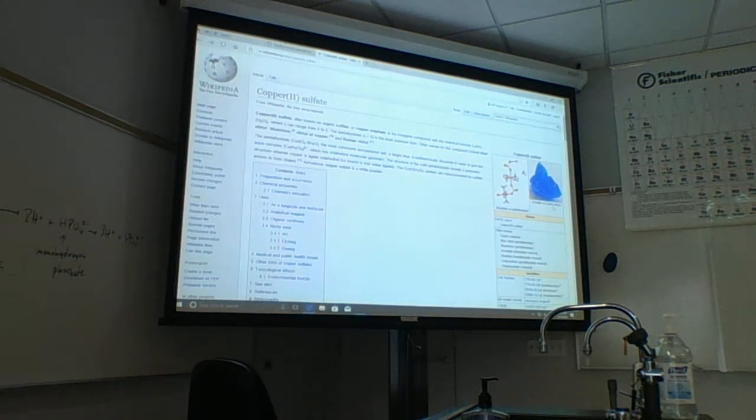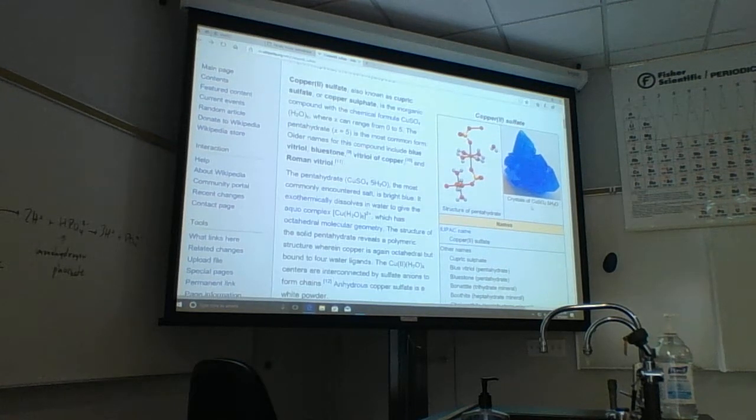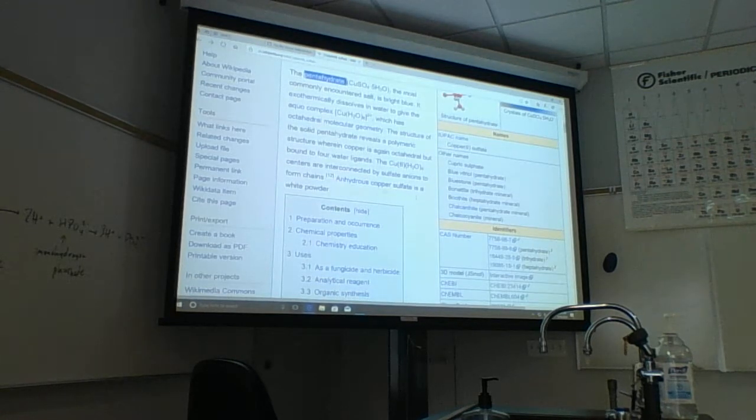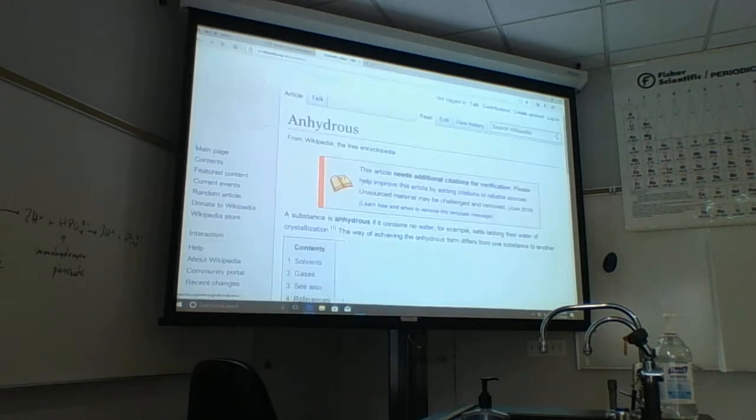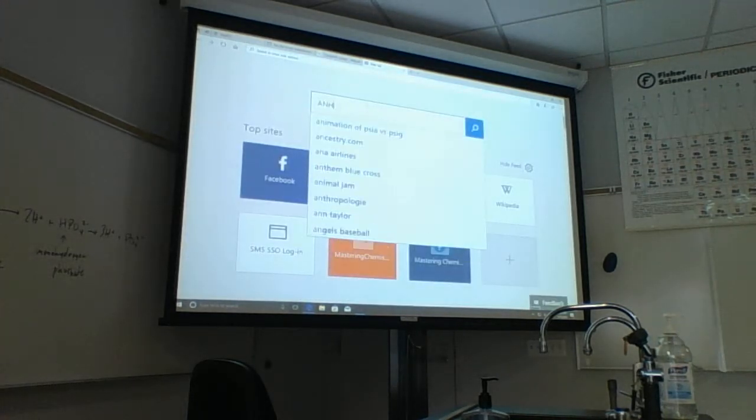Look at the formula here. It's CuSO4.5H2O. So it's solid, and it's called the pentahydrate. Now, we have another form. It's called anhydrous. You know what anhydrous means? No water. And so let's look at the anhydrous form. Oops, that's the definition of anhydrous. I want anhydrous copper 2 sulfate, so I'll have to switch to that.